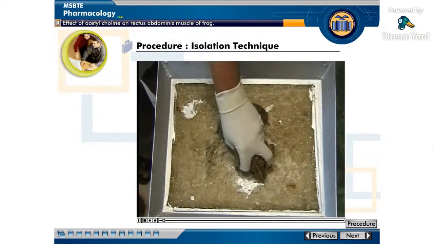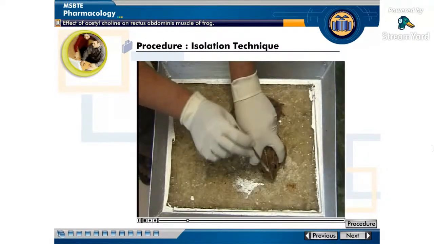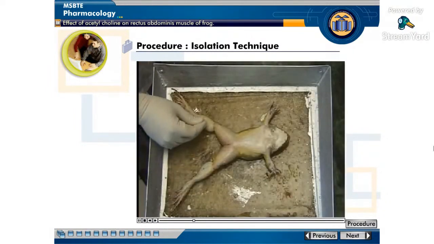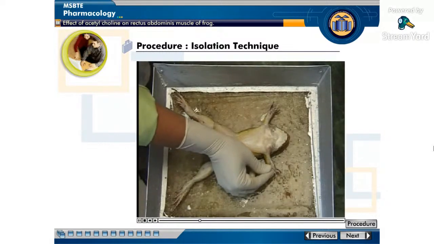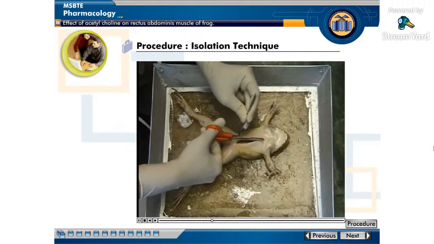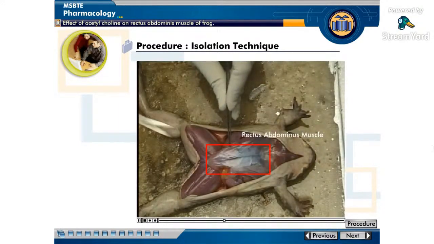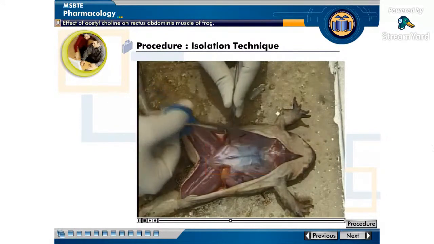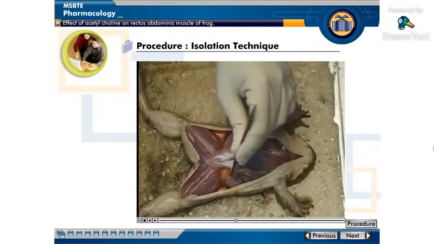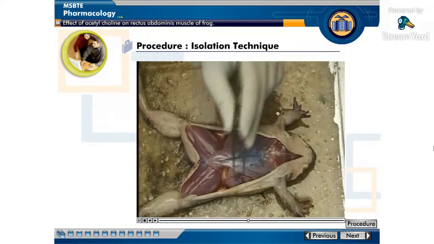To study the effect of acetylcholine on frog's rectus abdominis muscle, select a healthy frog. Pith the frog with the help of a pithing needle. Now, pin the limbs of the frog to the dissecting tray. Remove the abdominal skin to expose rectus abdominis muscle. To isolate rectus abdominis muscle preparation, take a side cut on the rectus muscle. One can prepare two muscle preparations from a single frog.